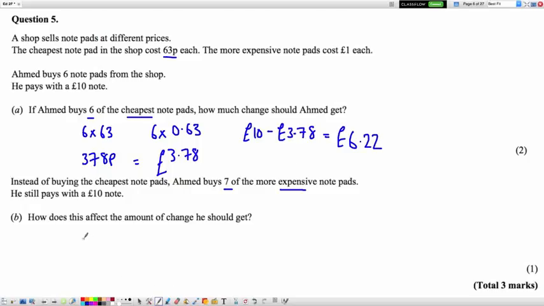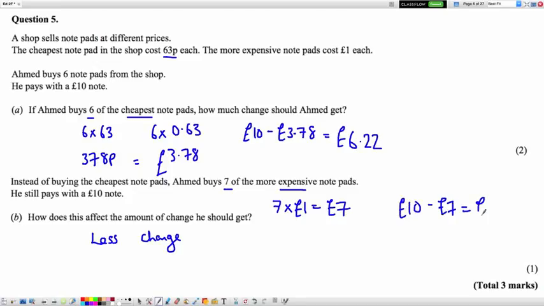Instead of buying the cheapest notepad, Ahmed buys 7 of the more expensive, so the ones that cost £1 each. He still pays with a £10 note. How does this affect the amount of change he should get? Well, now he's going to get less change. You can work it out here that 7 multiplied by £1 will give us a total of £7. So if he's paying with a £10 note, his change will only be £3. So he's going to get less change.